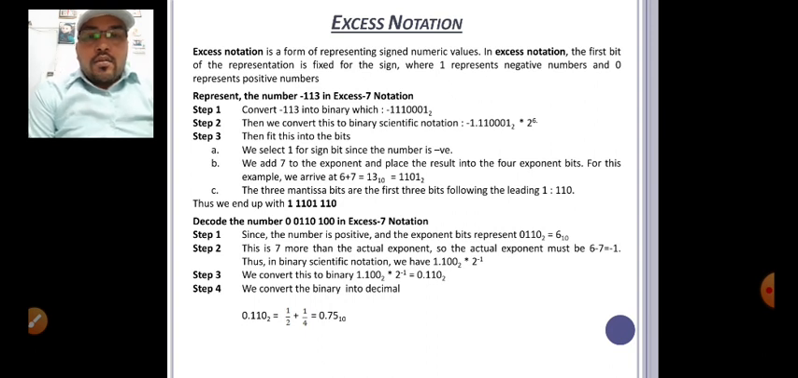In the last session, we discussed the different types of notation, in which we studied sign and magnitude, mantissa exponent notation, and many others. Today, as I told you before, I will explain another part of mantissa exponent notation, that is excess notation.